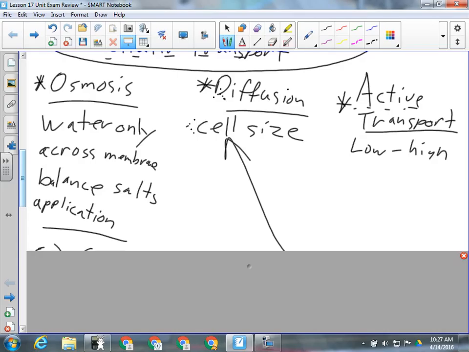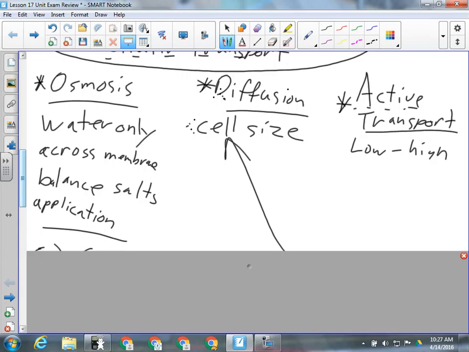Okay, and remember that osmosis doesn't work in the cytoplasm, it is an across the membrane thing. Okay, that's why it can cause a cell to shrivel up or pop, because it's moving stuff in and out of the cell as opposed to around the cell. Okay, it's balancing salts. Be able to apply that. Identify the applicable situation.